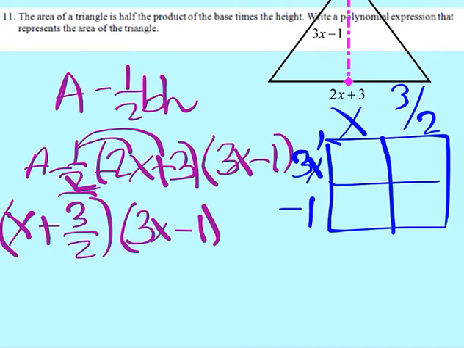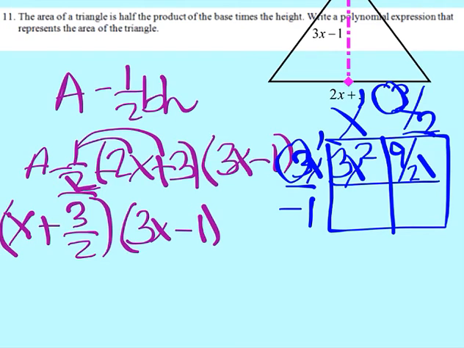So 3x to the first times x to the first is 3x squared. 3x times 3/2 x, well, we need to multiply the 3 and the 3. So that's going to be a 9, and then the 2 is going to stay there. And we also need to bring the x along with it. Negative 1 times x is a negative x, or you could write a negative 1x. Both are acceptable. And then negative 1 times 3/2 is just a negative 3/2.